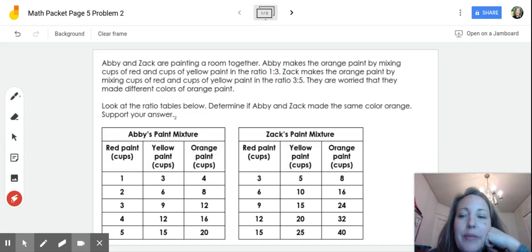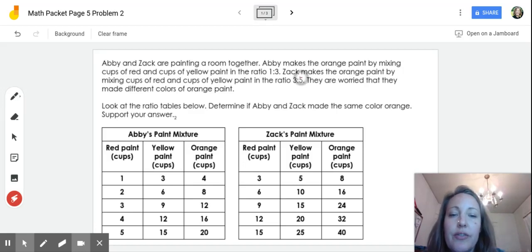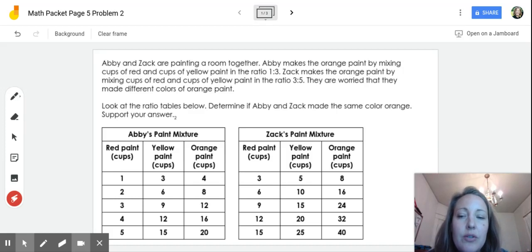Zach makes the orange paint by mixing cups of red and cups of yellow in the ratio of 3 to 5. And we're assuming that they're using the same red paint and the same yellow paint. They are worried that they made different colors of orange paint. So we're going to look at the ratio tables here to determine if Abby and Zach made the same color orange. And we're going to try to support our answer.